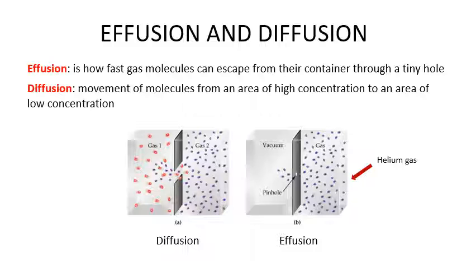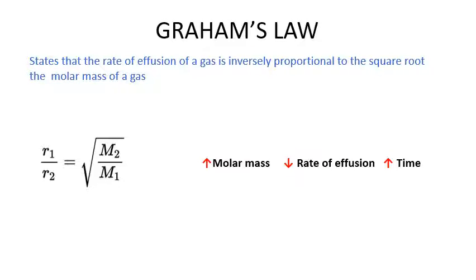If we take this box and let's say it's filled with helium gas, the rate at which helium leaves the box through the pinhole is the rate of effusion of helium gas. Diffusion, on the other hand, is movement of material from an area of high concentration to an area of low concentration. So what does this mean? Well, the heavier a gas molecule is, the slower it will move, and the lighter a gas molecule is, the faster it will move. So the heavier a gas is, the slower its rate of effusion.